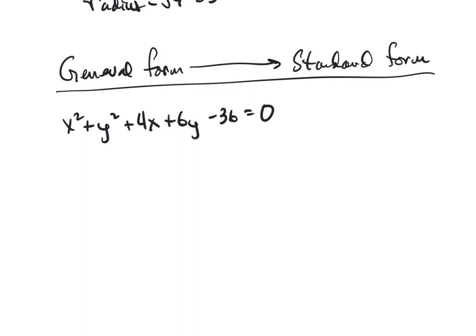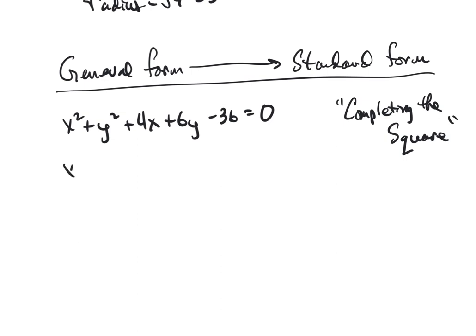So to change from what's called general form, no parentheses, to standard form, we use a process called completing the square. All right, we use a process called completing the square. Now, the way this works, you've seen it once before in Algebra 2, so it might feel vaguely familiar, but it goes like the following.